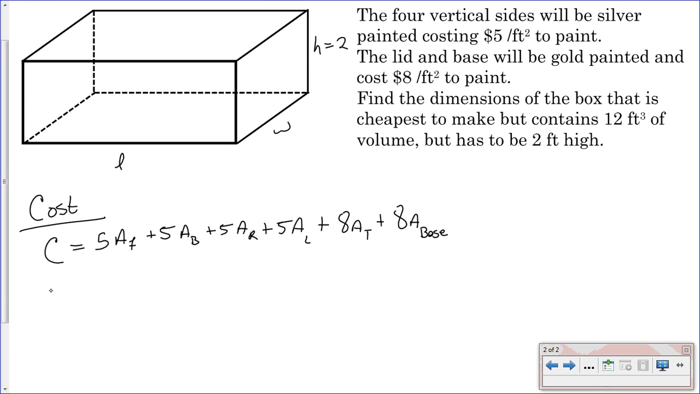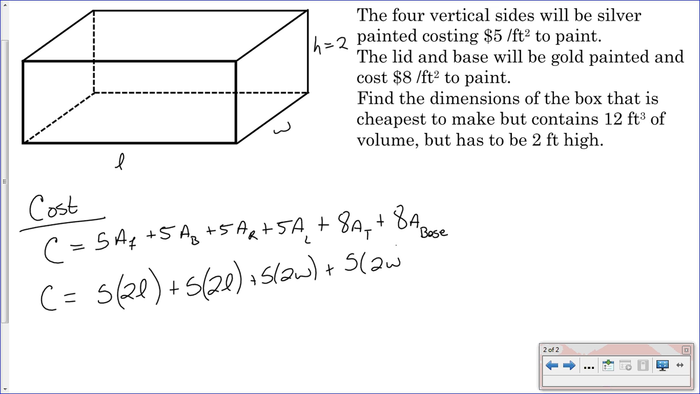So cost equals 5 times the area of the front. What's the area of the front going to be? Here's the front. It's going to be the height times the length. The height is 2, so the area of the front is 2L. Plus 5 times the area of the back, also 2L. Plus the area of the right side, which is 2 times the width, so plus 5 times 2W, plus 5 times 2W again for the left side, because the left side is the same.